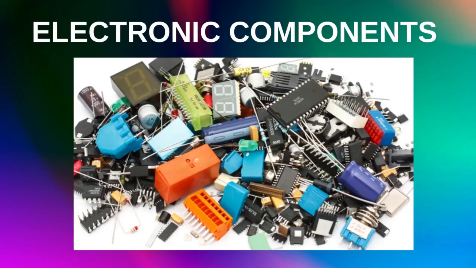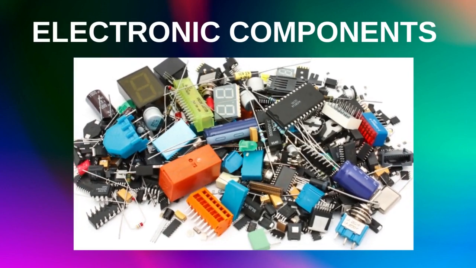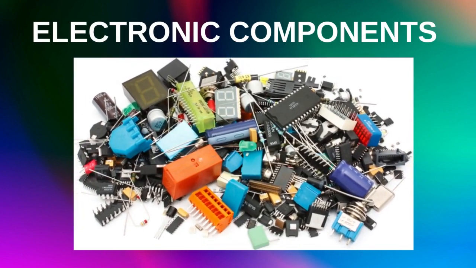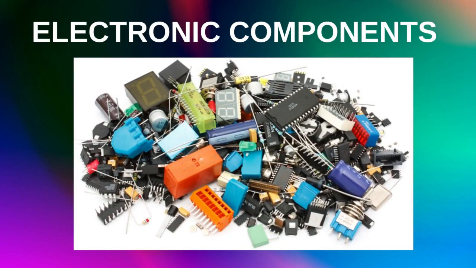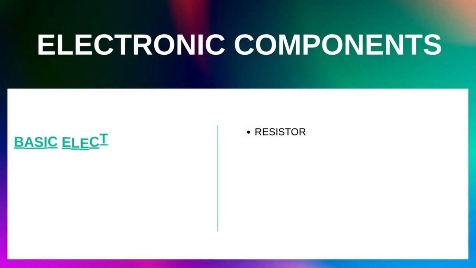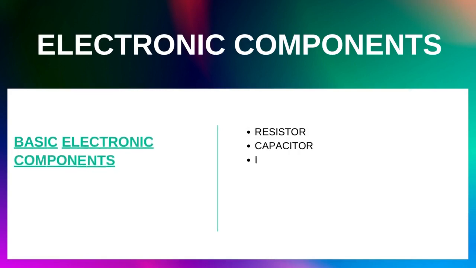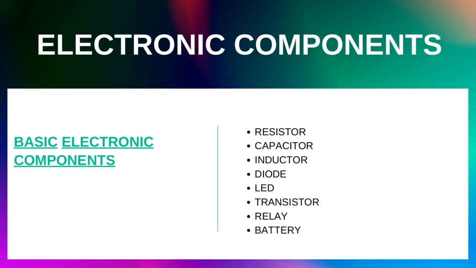In an electronic circuit, many different components are used, but in this video, I will discuss the basic and primarily the most important and necessary electronic components which are used in almost all electronic circuits. These components consist of resistor, capacitor, inductor, diode, LED, transistor, relay, and batteries.